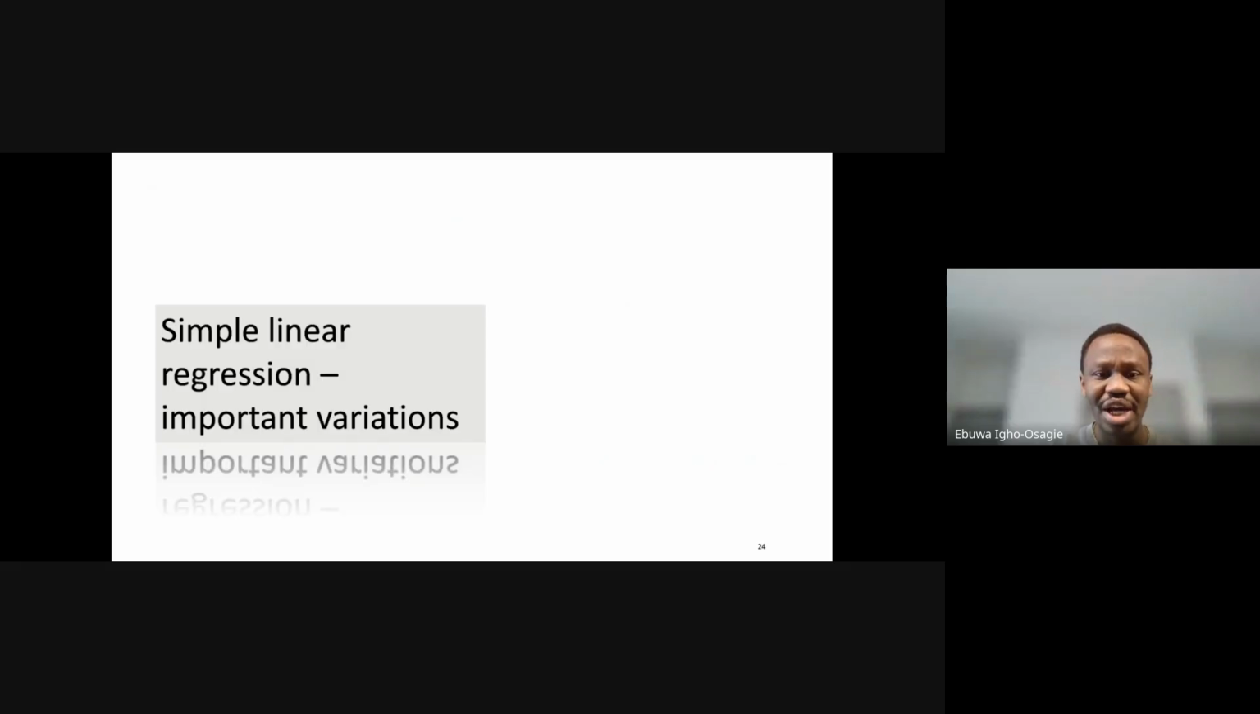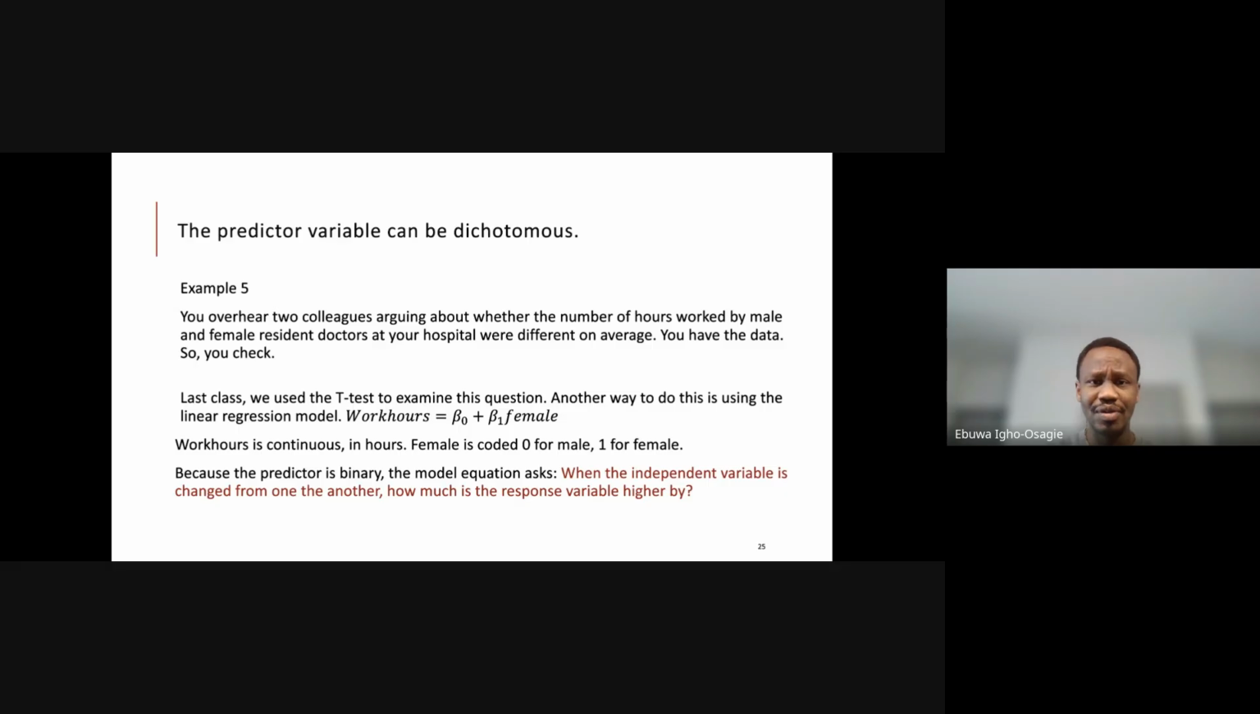Okay, jumping right in, we have simple linear regression, important variations. This is a simple linear regression, but in this case, remember we said you have a continuous variable, your predictor, your X variable, is dichotomous. What does dichotomous mean? It means yes or no, 1 or 0, happy or sad, standing or sitting. Basically, you can answer the question of the X variable in 2 answers, either yes or no, 1 or 0, etc.